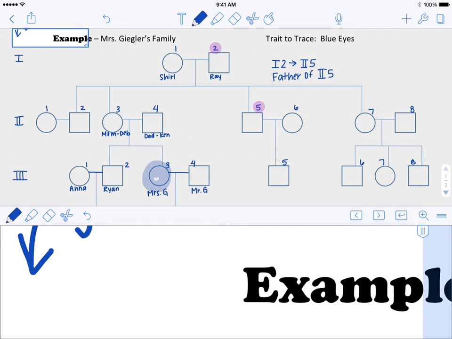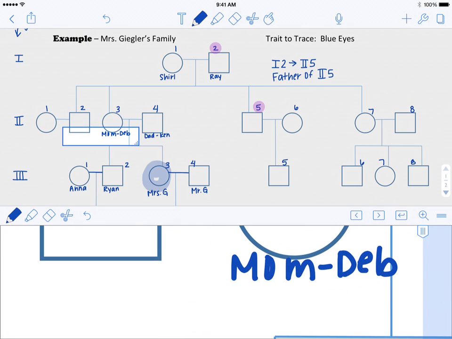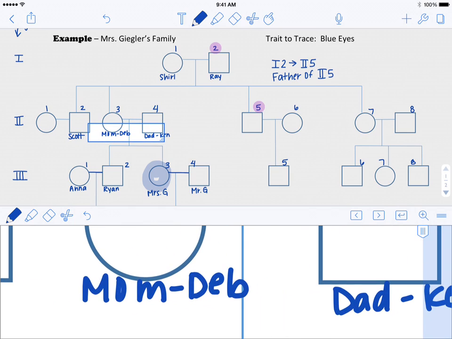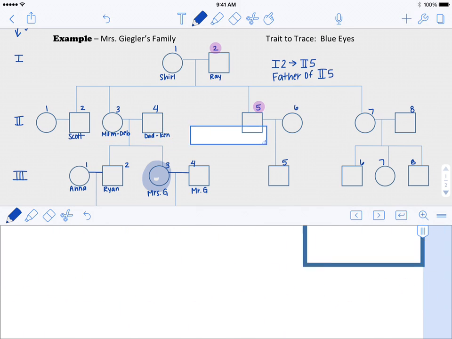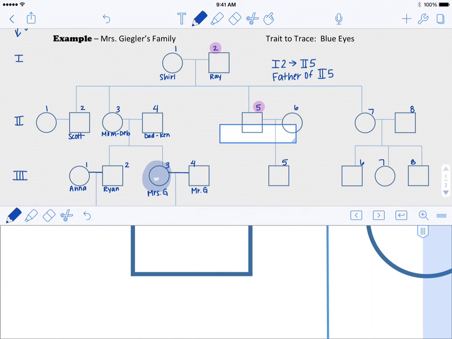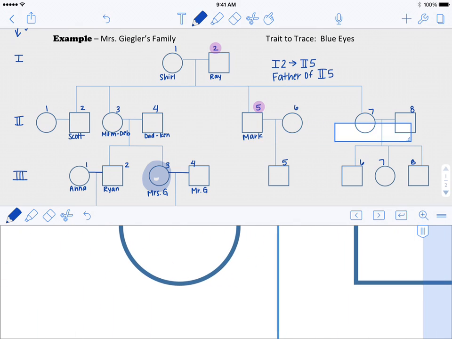When you're done, hopefully you've been able to identify them. They've had 4 kids. Their first child here is person number 2,2, Scott. Their second child is person 2,3, and that's my mom, Deb. Their third child is person number 2,5, and that's Mark, my uncle. And their last child is person number 2,7, and that's my Aunt Lisa.